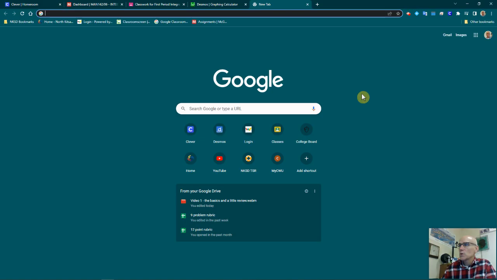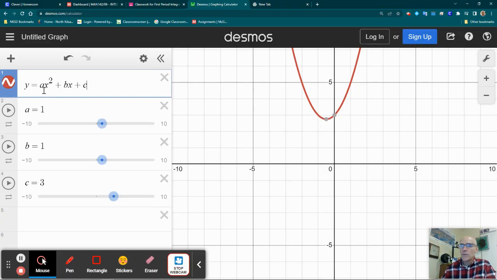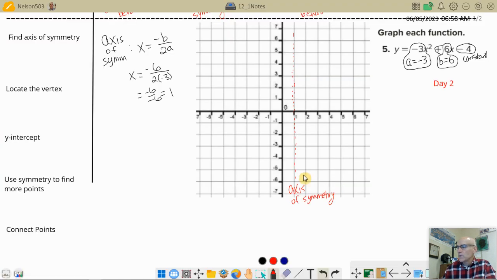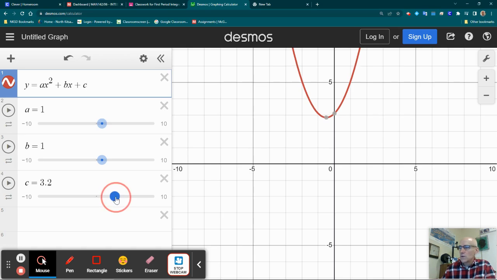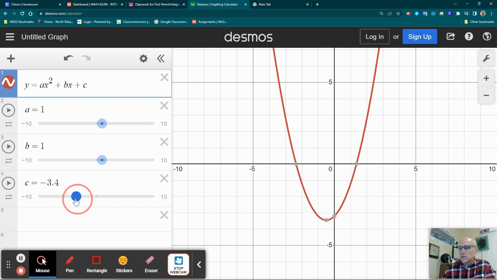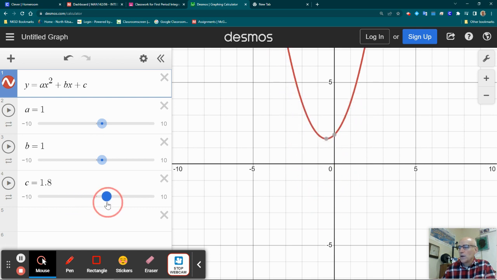So I'm going to switch back over to my Desmos program. I've got ax squared plus bx plus c in there. Now let's focus on the c value for just a second. Remember how the c value is not in our formula. It's just the opposite of b over 2a. So if I change the c value, it doesn't change where the axis of symmetry is located. Do you see how the c value just moves the parabola up and down? The axis of symmetry would still be right in here somewhere, right?